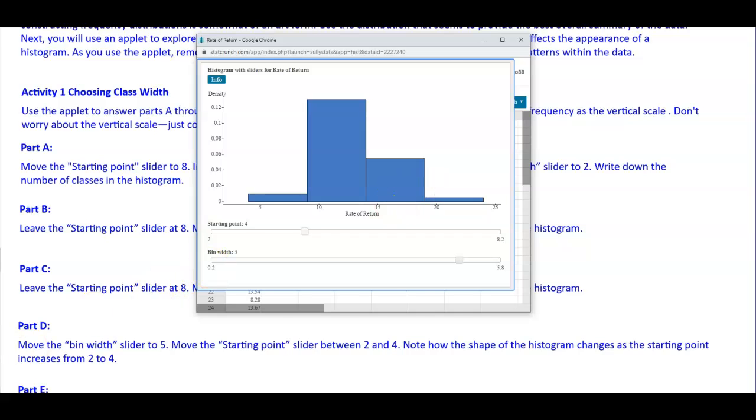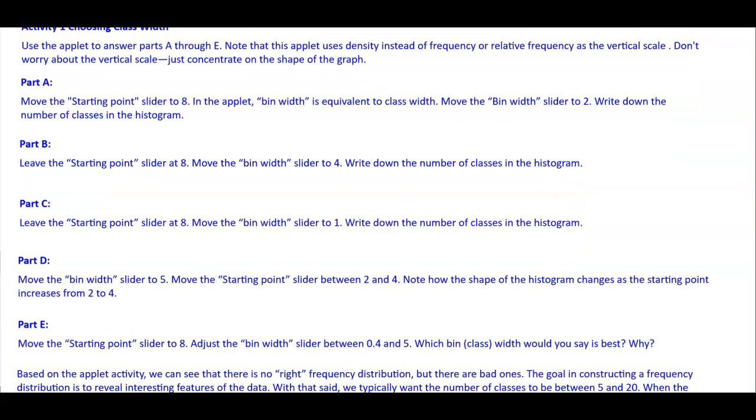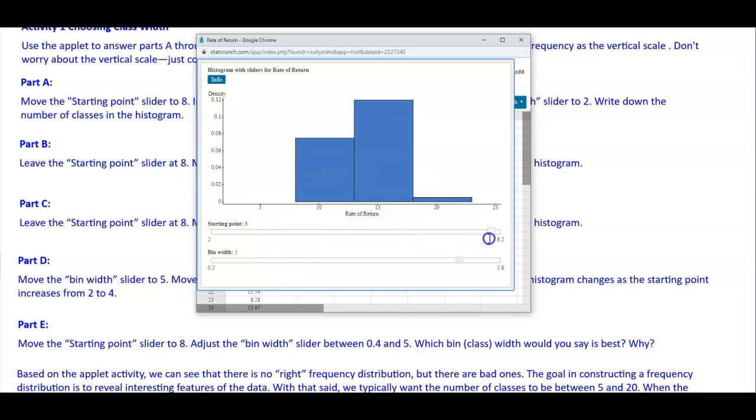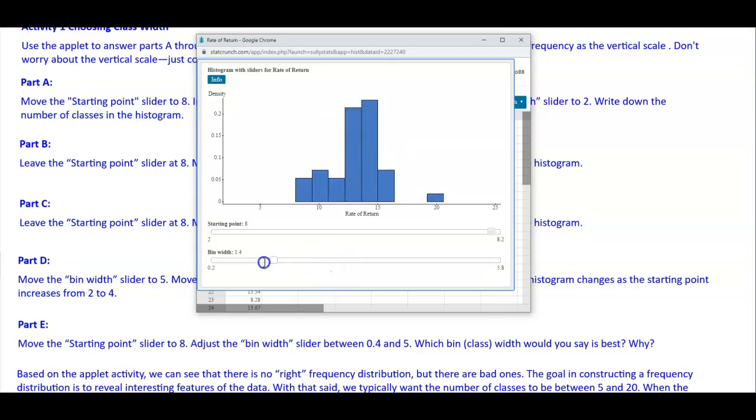Okay, and now let's take a look at part E. Okay, so if we take a look at part E, it's saying put the starting point now back at 8. So it's back at 8. And it says adjust the bin width slider between 0.4 and 5. So we're going to go all the way down here to where it says 0.4. Okay, and then which bin class width would you say is the best and why? So this is something that you're going to decide which one you think is best.